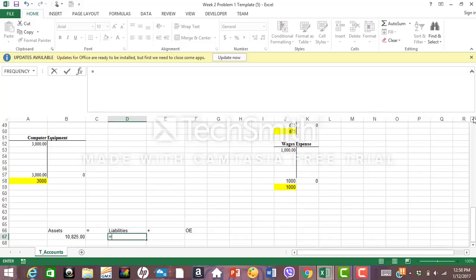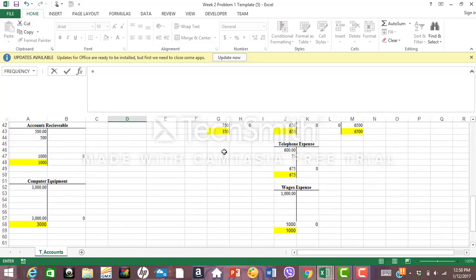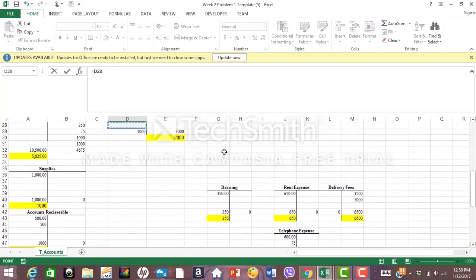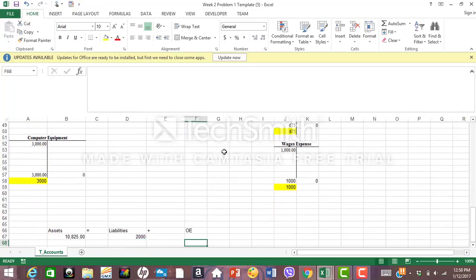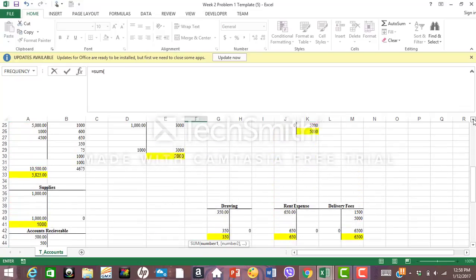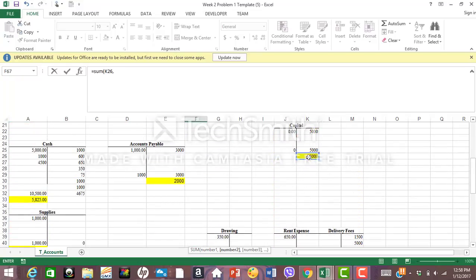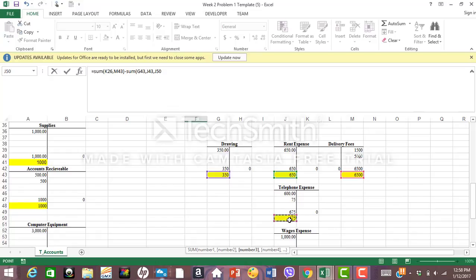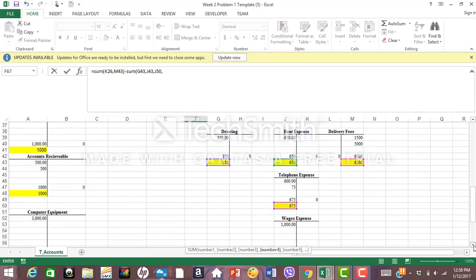Our balance for liabilities is $2,000. What do we choose? Where is the $2,000? There we go. $2,000. And for owner's equity, it is basically the sum of your capital and revenue balance, minus the sum of your drawing, your rent expense, your telephone expense, and your wages expense.